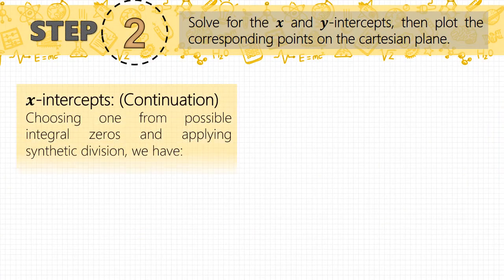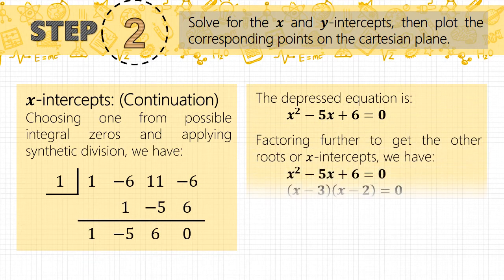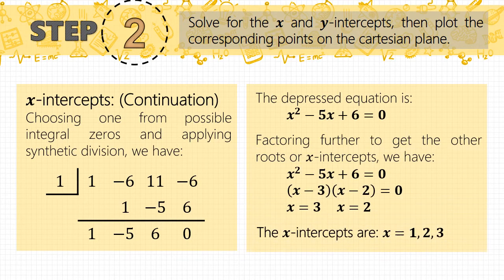Choosing one from the possible integral zeros and applying synthetic division, we have the depressed equation x squared minus 5x plus 6 equals 0. Factoring further to get the other roots or x-intercepts, we have x squared minus 5x plus 6 equals 0. The factors are x minus 3 and x minus 2. Therefore, the x-intercepts are 3 and 2. And for this function, all the x-intercepts are 1, 2, and 3.